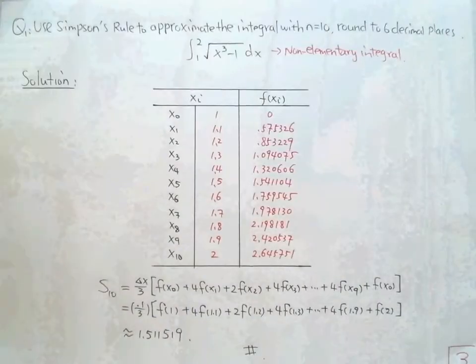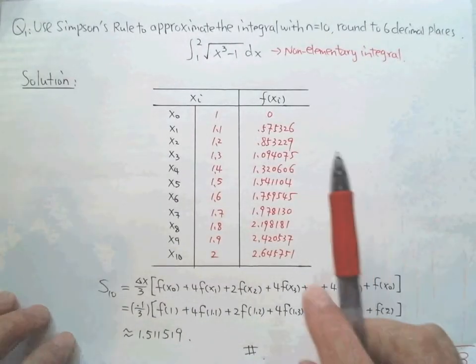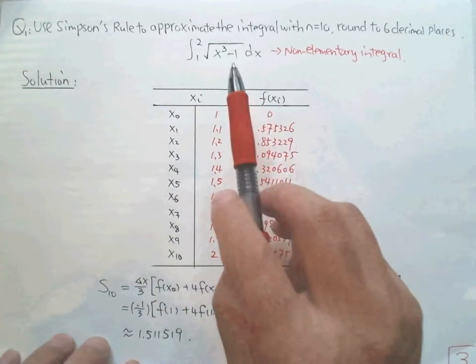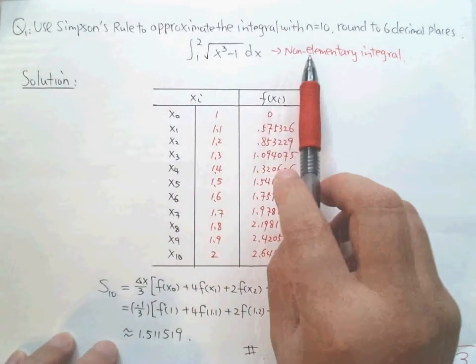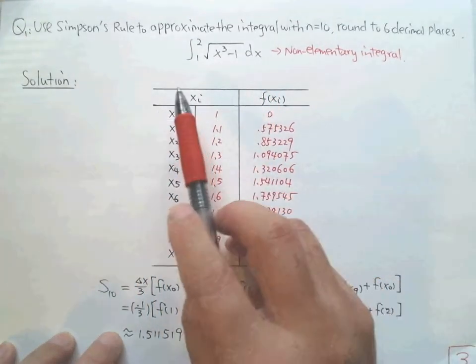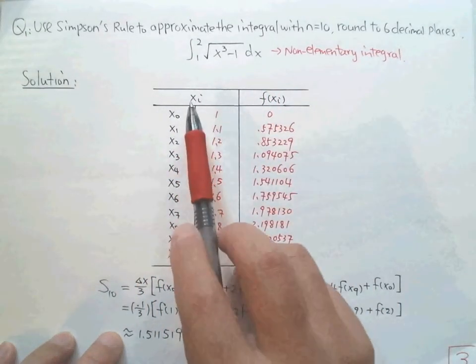Now I'll show you one example of how to do the calculation. It's a similar example to the one I used in the last two approximations. This integral is non-elementary, so we have to do approximation. So the same, how do we figure out this table?